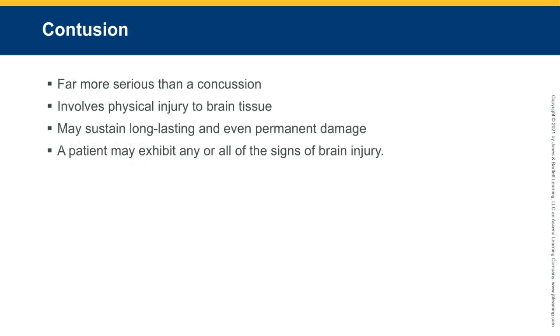A brain contusion is more severe than a concussion and involves actual physical damage to brain tissue. Contusions can lead to long-lasting or permanent neurological deficits. Signs of a contusion include altered mental status, loss of consciousness, and signs of increased intracranial pressure.